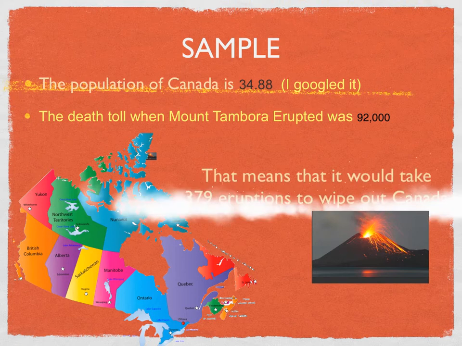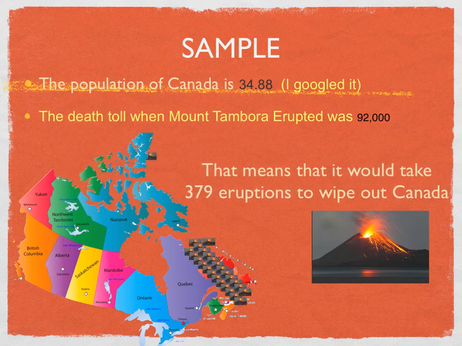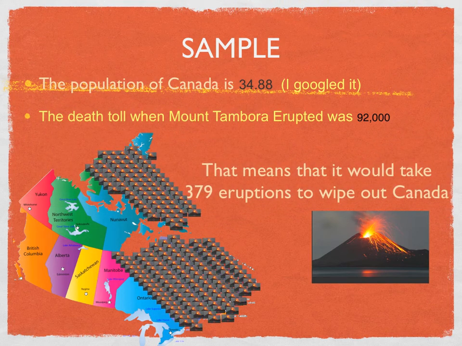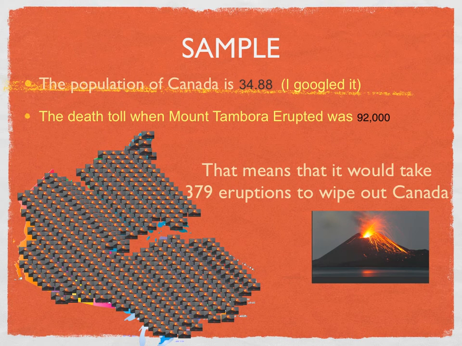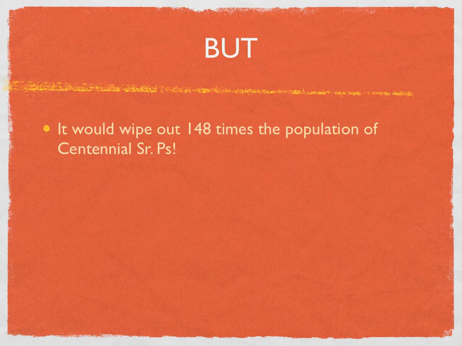So, that means it would take 379 eruptions of Mount Tambora to wipe out Canada. But it would wipe out 148 times the population of Centennial Senior Public School.